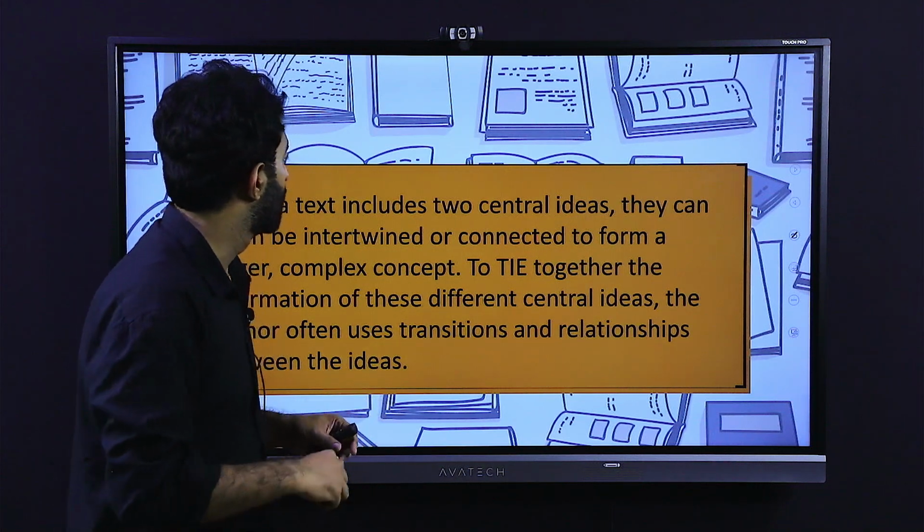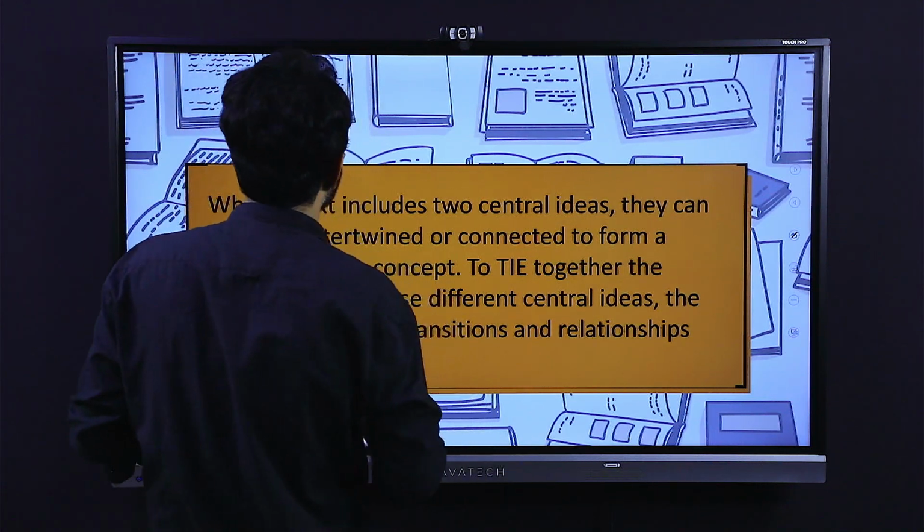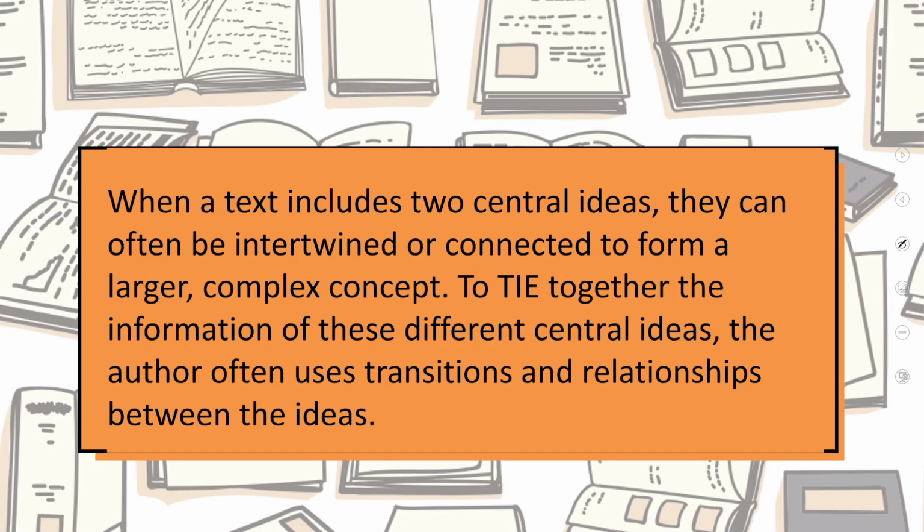All right. Let's see how we deal with a text that includes two central ideas. They can often be intertwined, which means they are related, interrelated or connected to form a larger complex concept. In order to convey a complex concept, the writer can use different central ideas, but they are somehow related and intertwined.